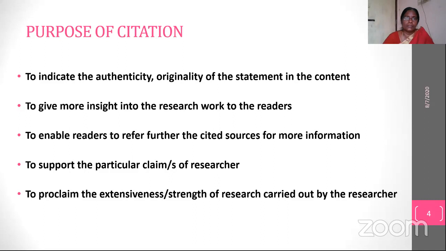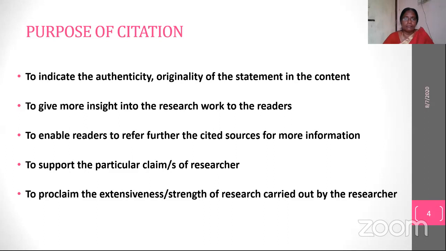And another one: what is the purpose of the citation? What is the purpose of the footnote? What is the purpose of the endnotes? To support the particular claim or claims of the researcher. For example, I state in my thesis that Gandhi visited Annamalai University in the year 1934.